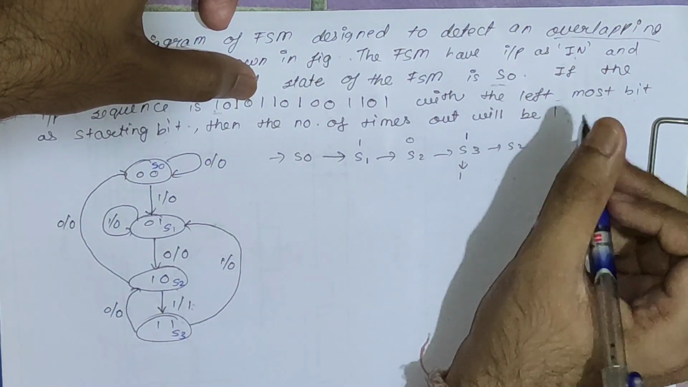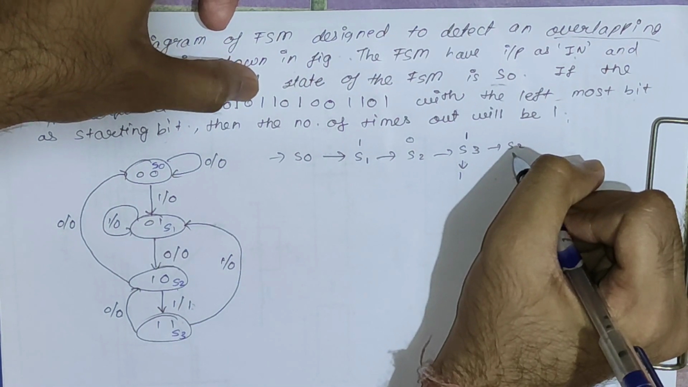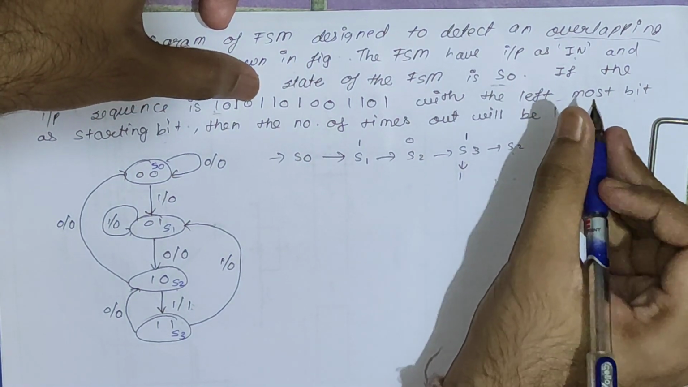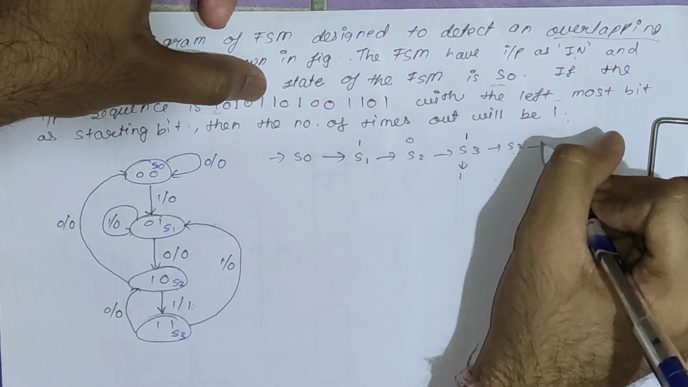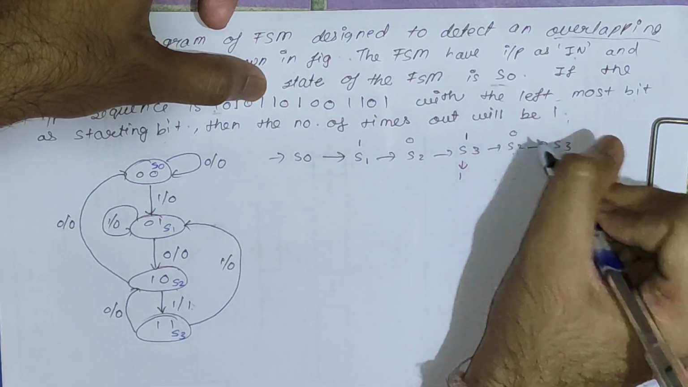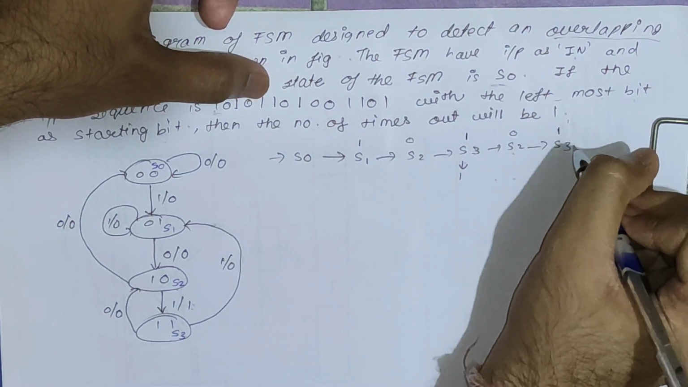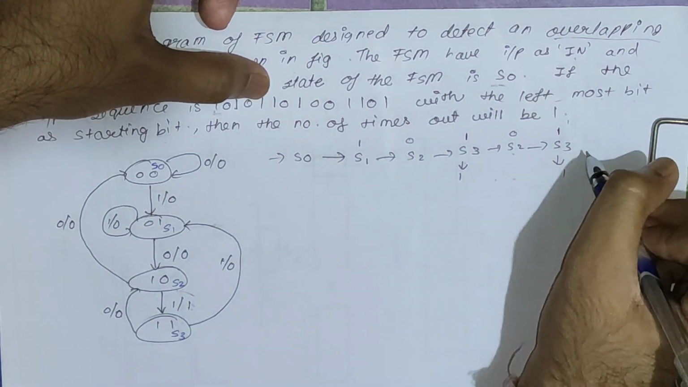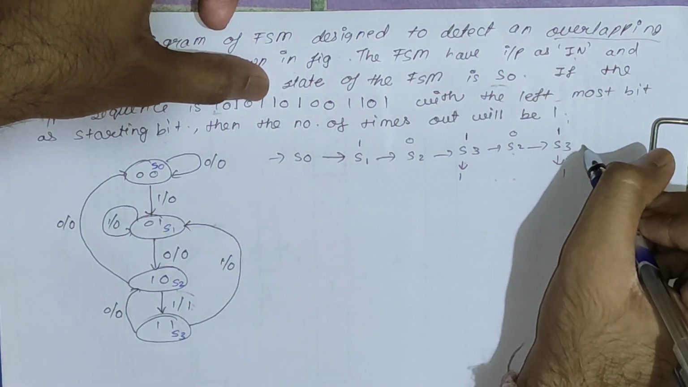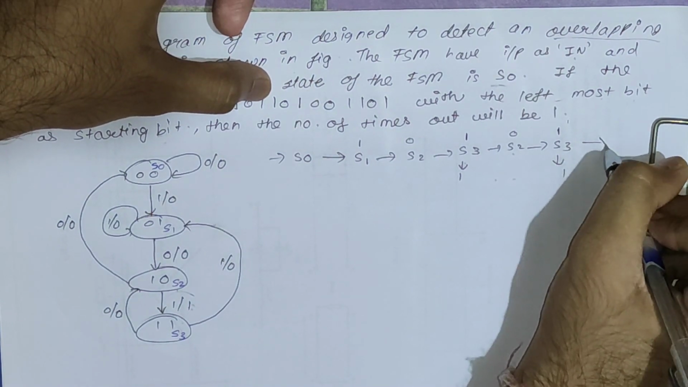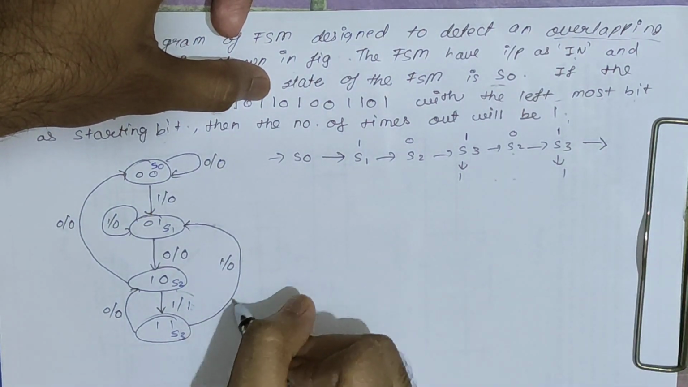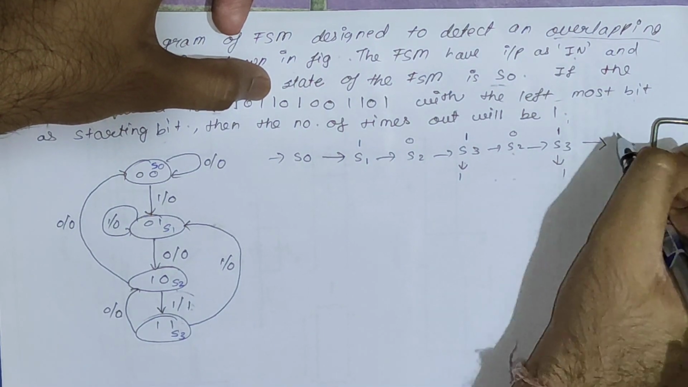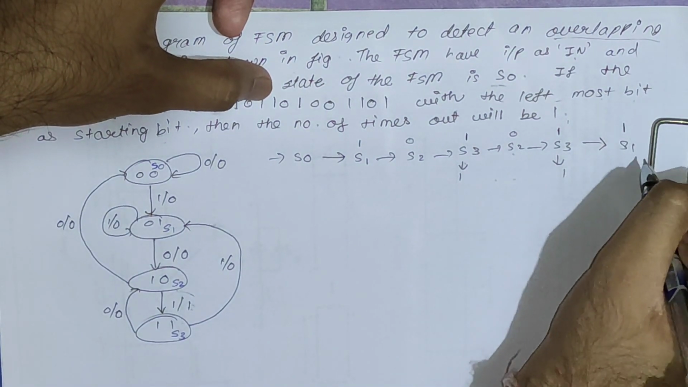Output is 0. Okay, now at S2, if the input is 1, then we will switch to S3. Okay, here it was 0 and here it is 1, saying that output will be 1 at this transition. Now at S3, we get the input as 1, so we will switch to S1. Okay, input is 1, output will be 0.